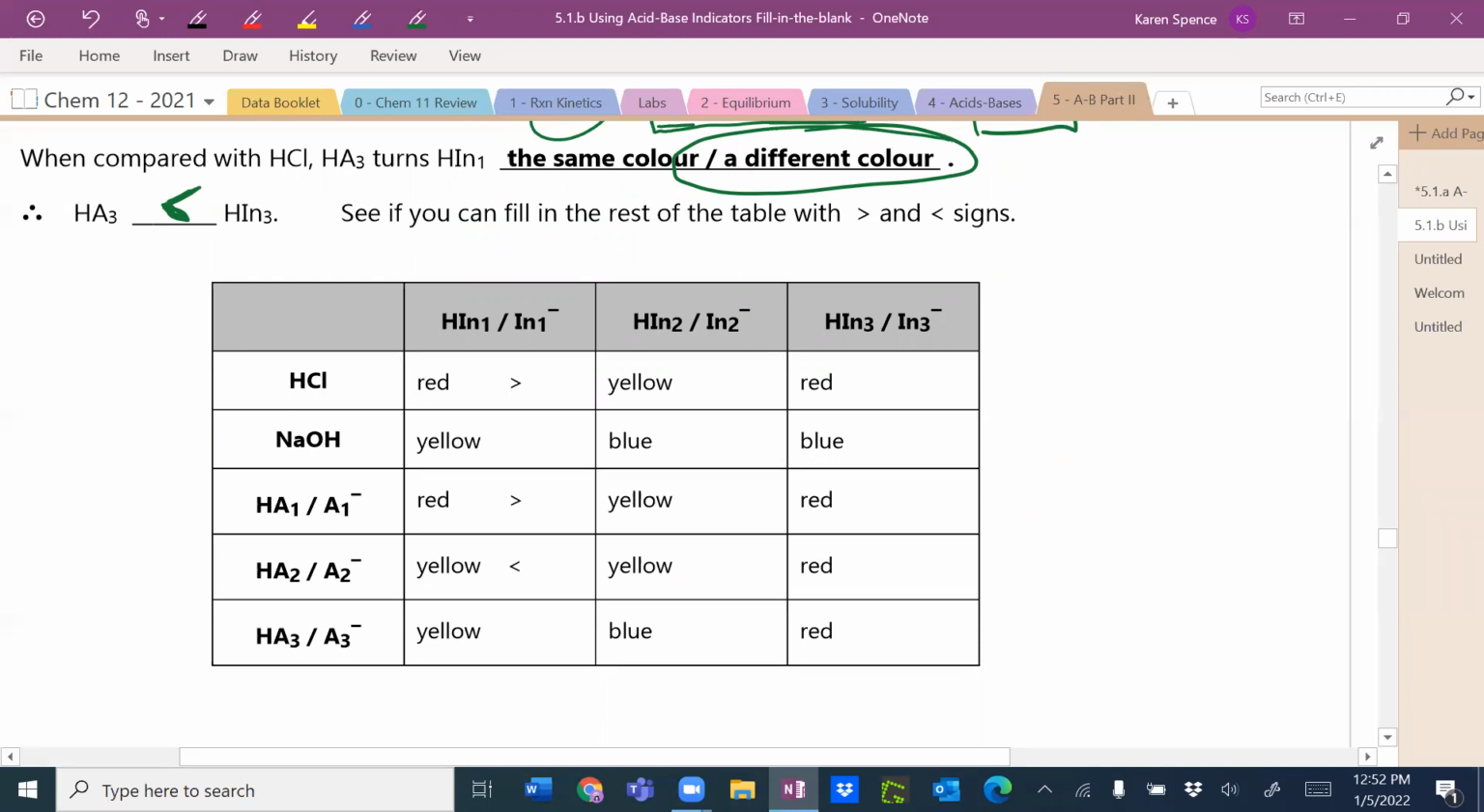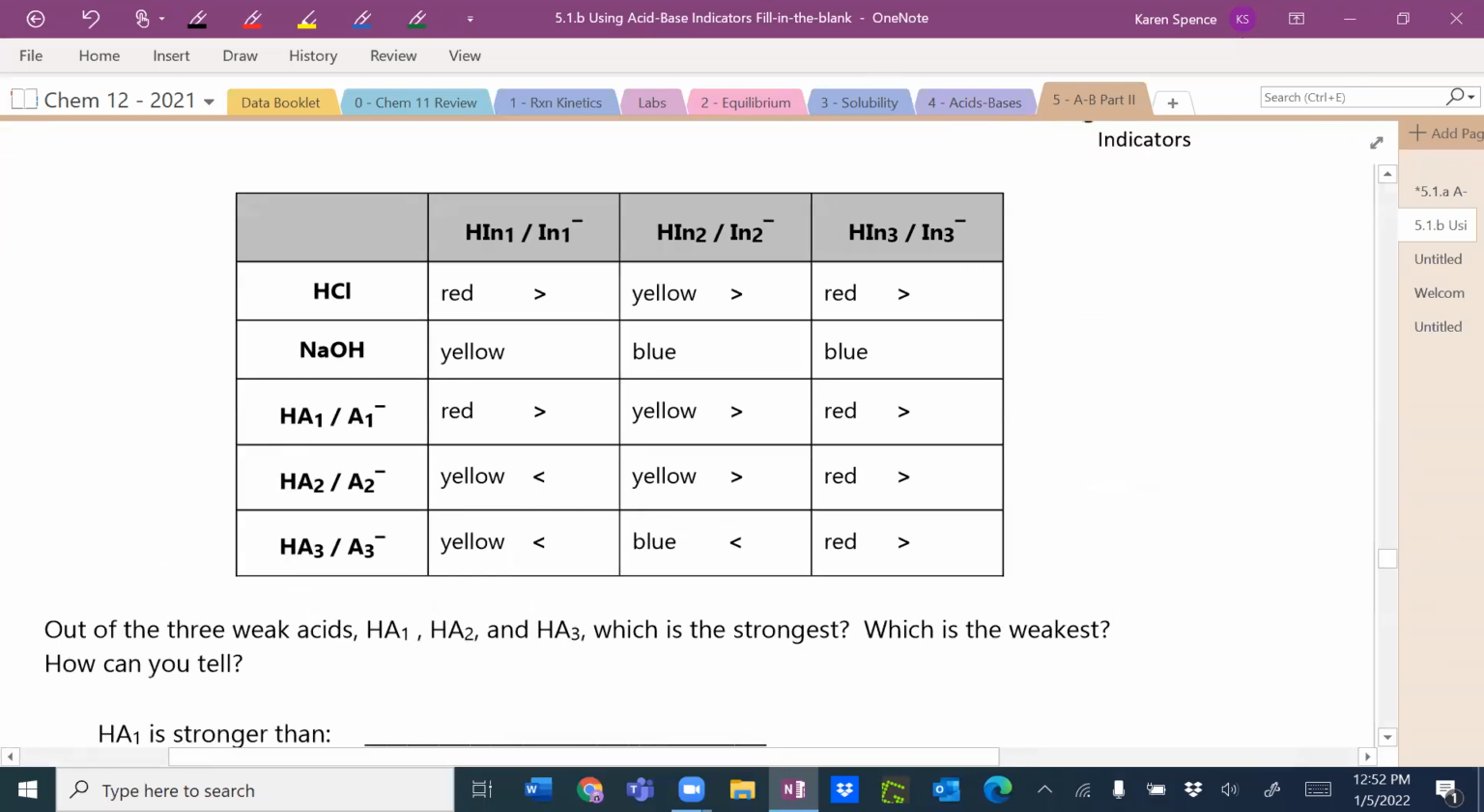Would you like 5 minutes to fill in the table? Or would you like me to just scroll to the next page and keep going? Keep going. Okay. So here we filled in the table.